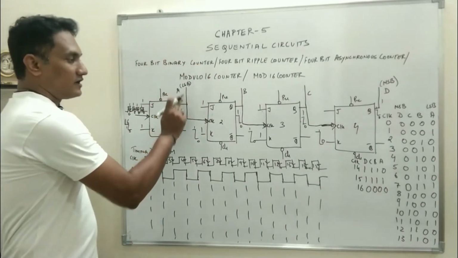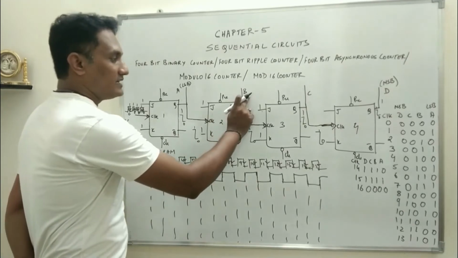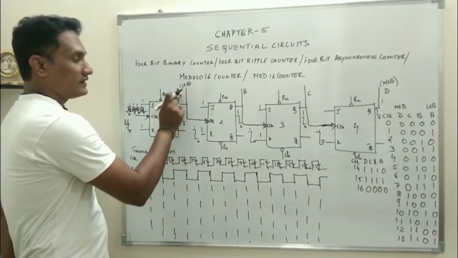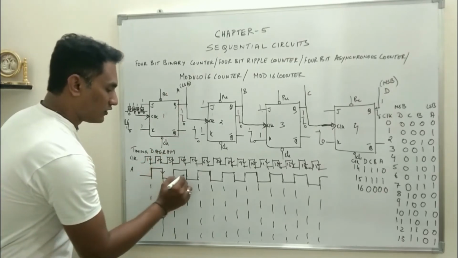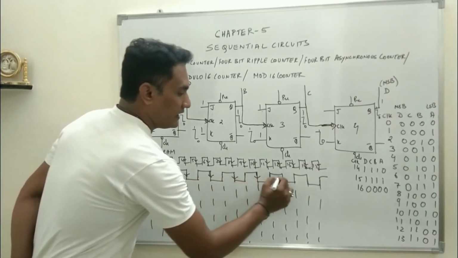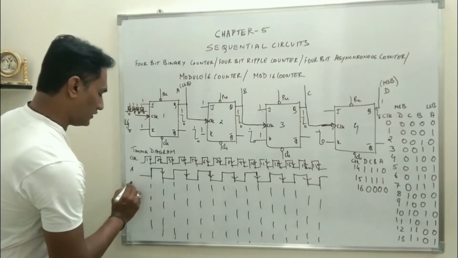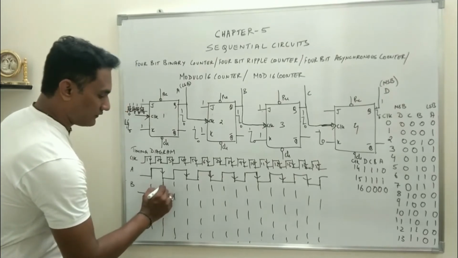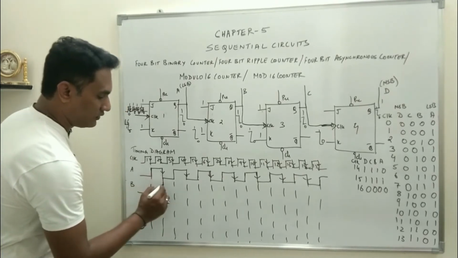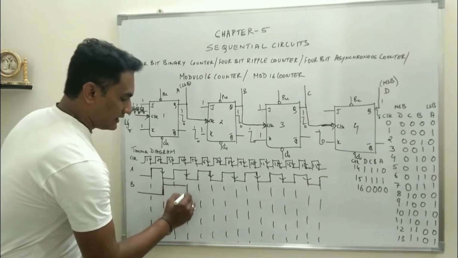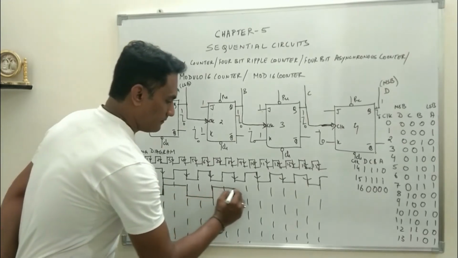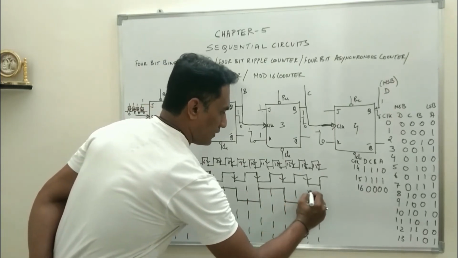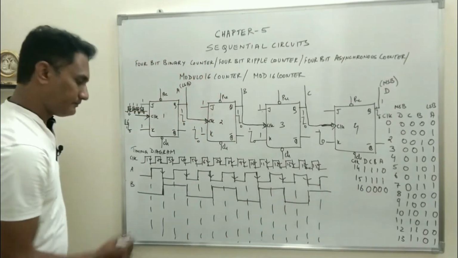Now A is the clock input for B. So B will change only when the clock, that means A, goes from 1 to 0. So draw an arrow mark wherever A goes from 1 to 0. So this will be your B. B is initially 0. When A goes from 1 to 0 for the first time, B will change to 1. Second, 0, 1, 0, 1, 0, 1, like this.